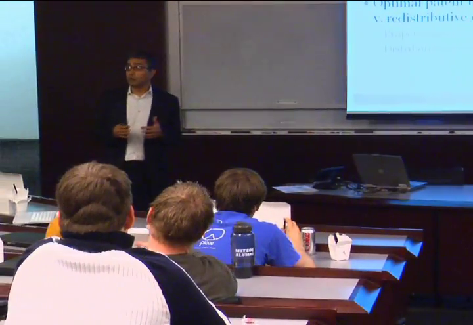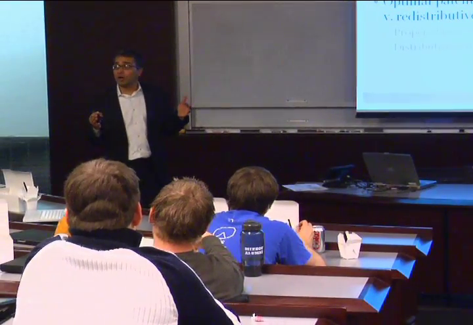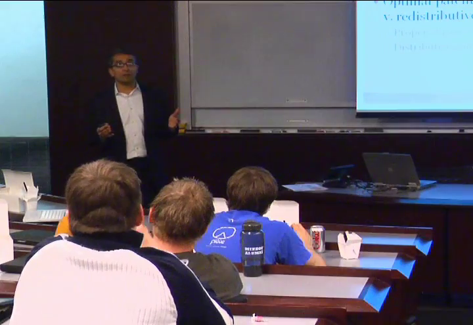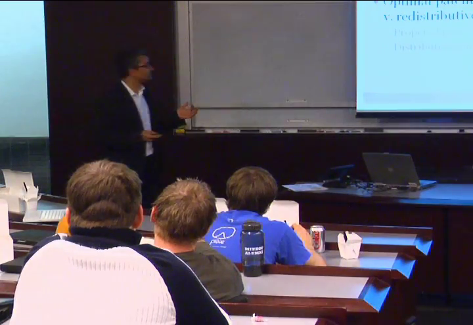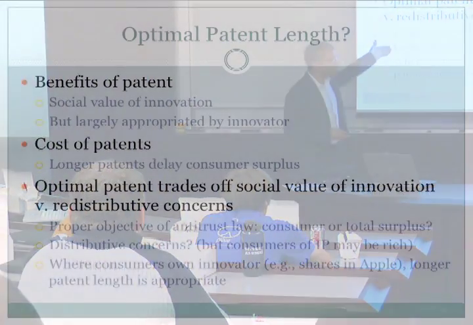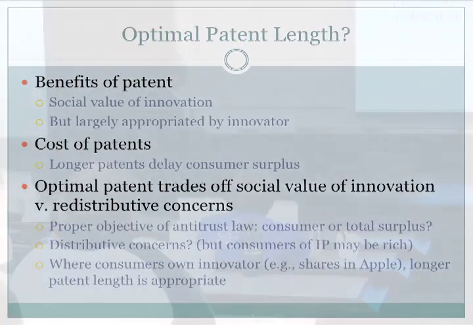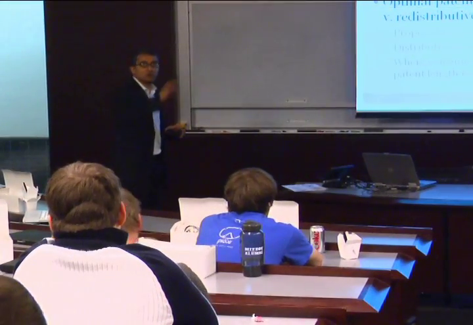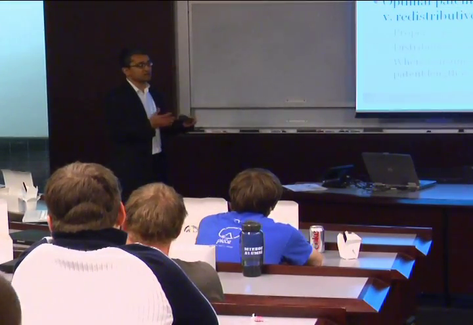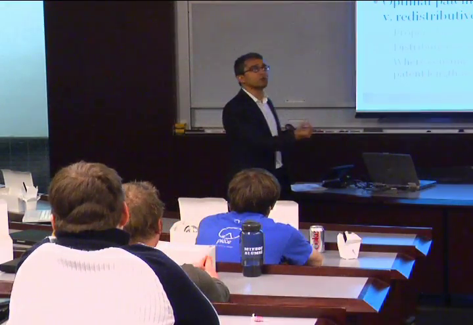Likewise, I bet you a lot of you, if you own stock or you own an ETF or you own shares in a mutual fund, probably own a little bit of Apple. So you're actually the producer. Okay? So the distributive concerns are a little bit complicated, because consumers are not necessarily poor, and the producers, you may be owners of the producer. And in those sorts of situations, right, when you own Apple shares, it's not obvious that the redistributive concern tells you that you ought to have short patents. You might want to have longer patents.